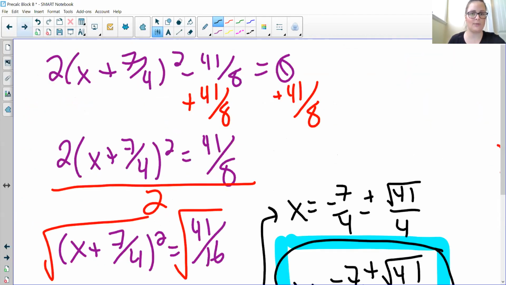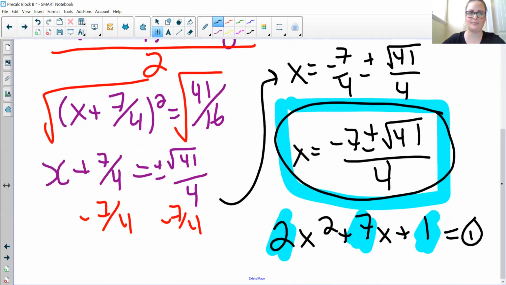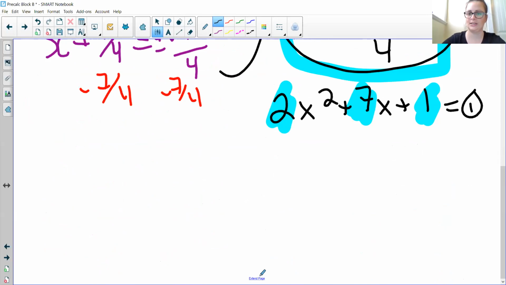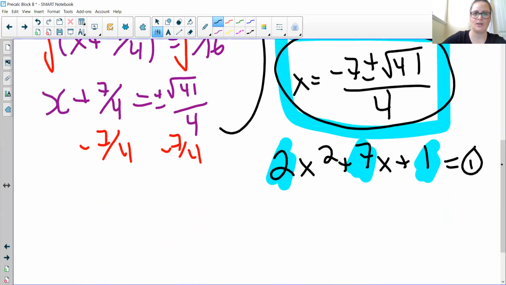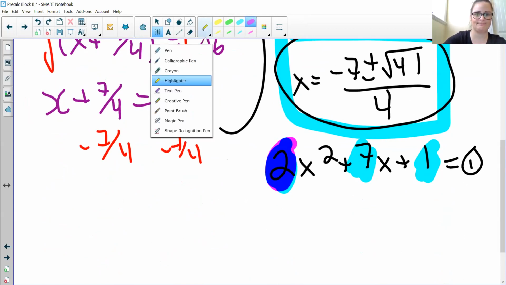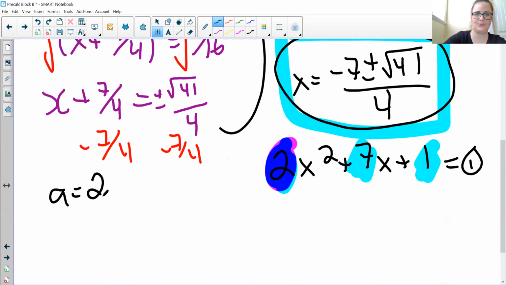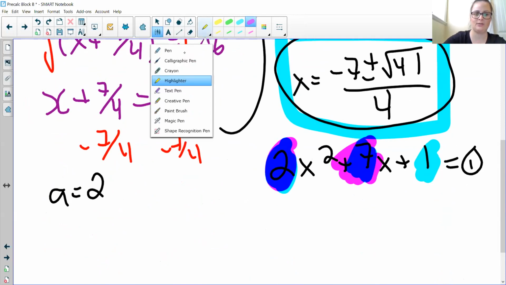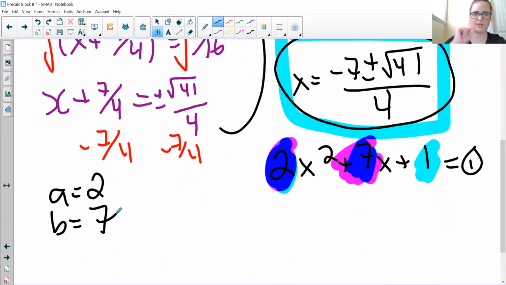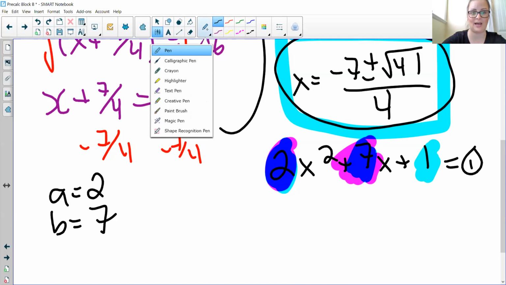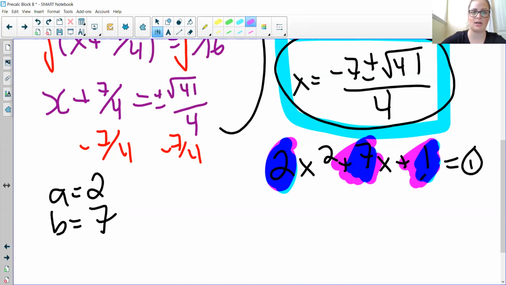Okay, so if you remember, we had this answer right here from the very beginning. So let's just practice using that. So the number in the A position is this 2, so our A equals 2. Our B equals positive 7. And remember that the sign directly preceding the term stays with the term and is incorporated in that A, B, and C value. And our C value is a positive 1.